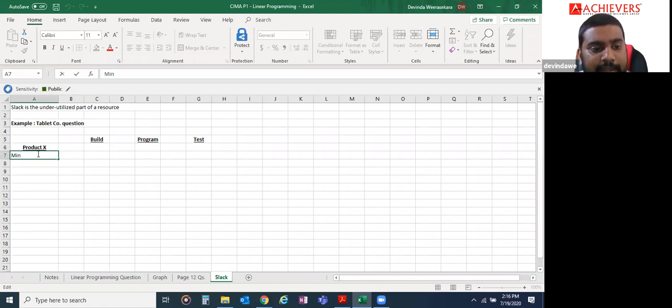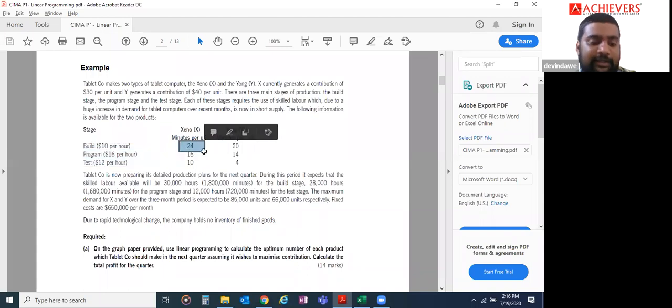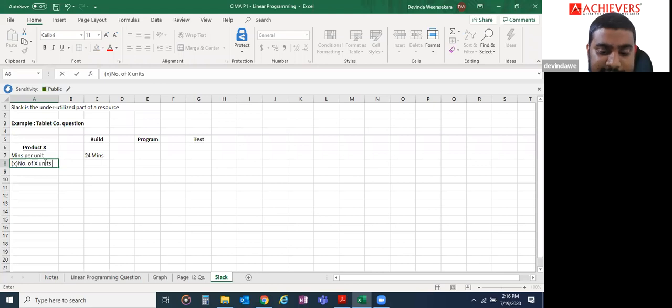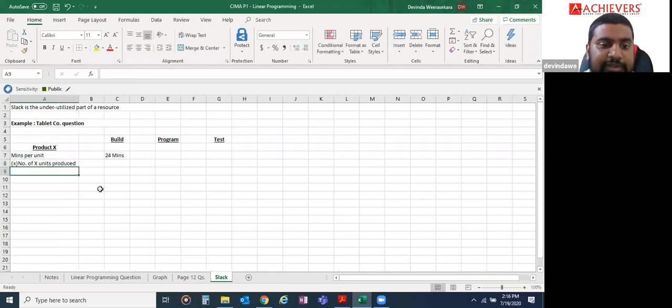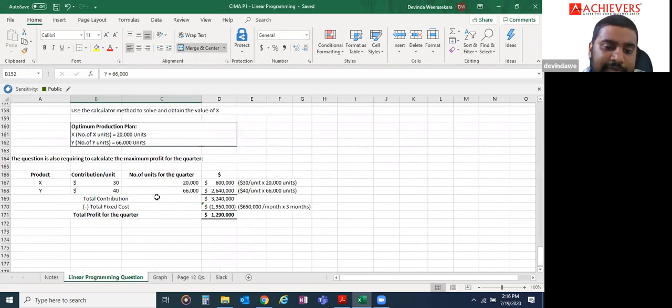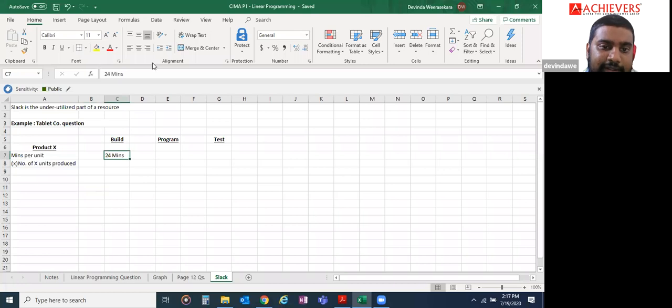So to produce 1 unit of X, how many build minutes are required? Minutes per unit. Look at the question. To produce 1 unit of X, we need 24 minutes of build. That multiplied by the number of X units produced. So how many X units are we going to make, guys? From where can I get that? You have to go to the optimum production plan, right? See, optimum production plan is 20,000 units of X, 66,000 units of Y. So we are going to produce 20,000 units of product X.